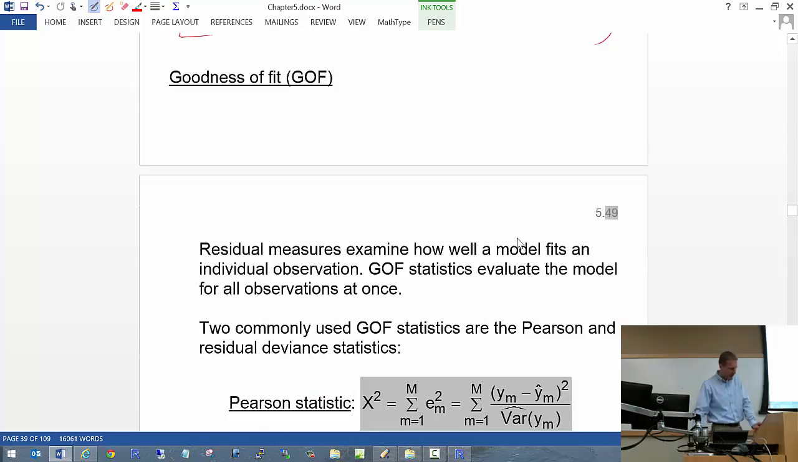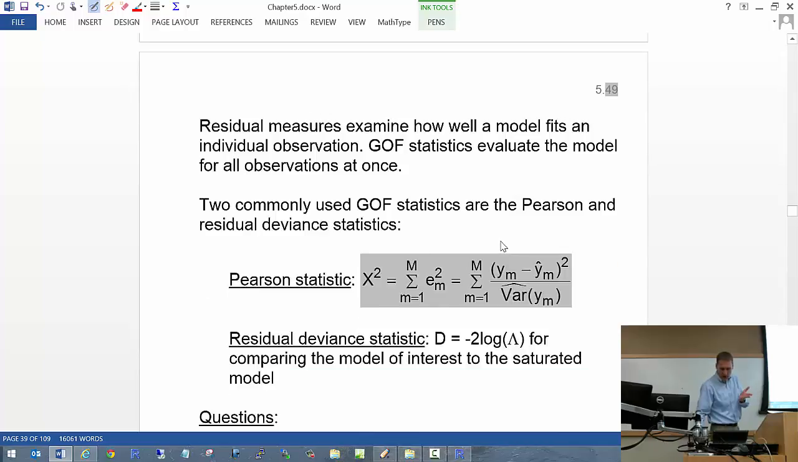Okay, so it takes us to page 48. The residual measures that we've done so far allow you to look at, for one observation at a time, are there issues with your model? You might be wondering, well, how about just overall for your model? Are there any possible problems? And that's what goodness of fit statistics allow you to make a determination about.